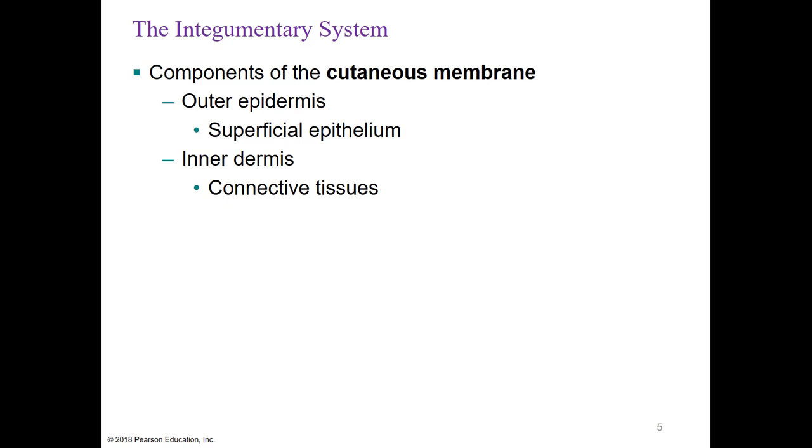And then the inner layer is known as the dermis, which is made mostly of connective tissue. And that was something else we talked about in Chapter 4, connective tissue being tissue that contains cells, a ground substance, which is what the cells are suspended in, and also fibers. So it is not all cells, just like epithelia. So again, the epidermis and dermis make up the cutaneous membrane or skin.